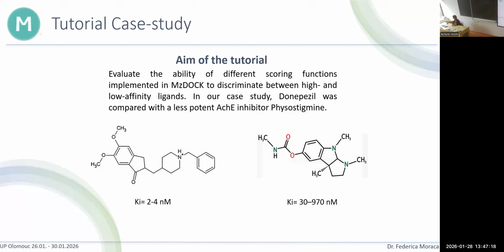So the aim is to evaluate the ability of the scoring function not only to predict a pose, but also to predict the binding affinity of this ligand. So we expect a less stable binding affinity for physostigmine with respect to donepezil.